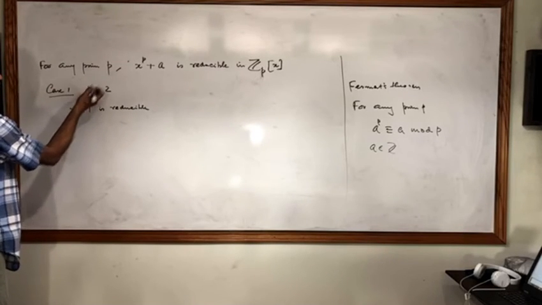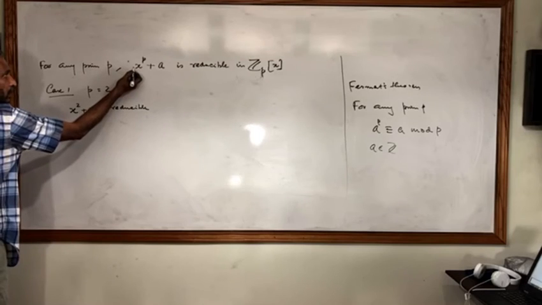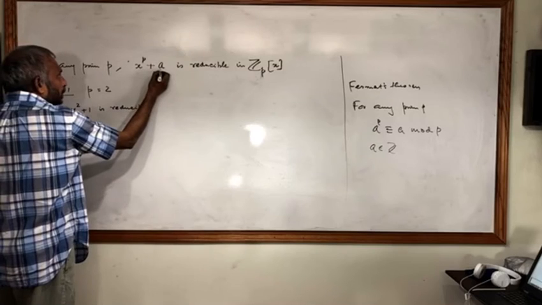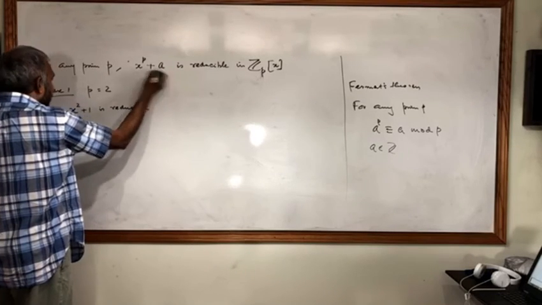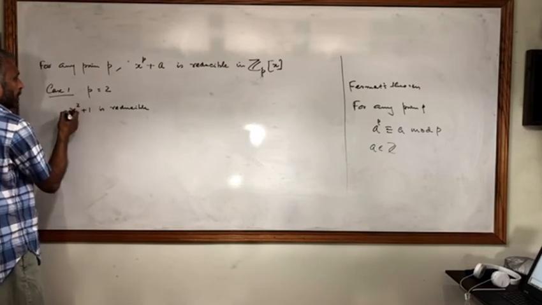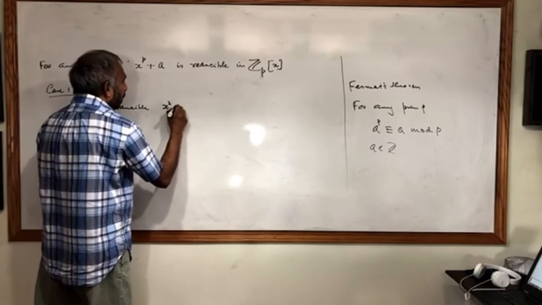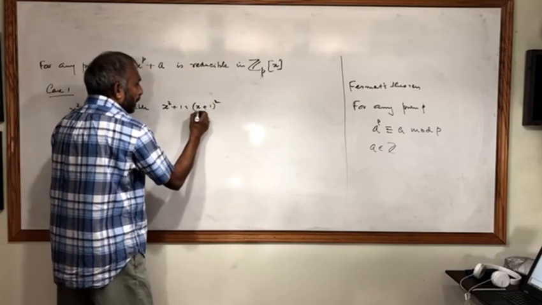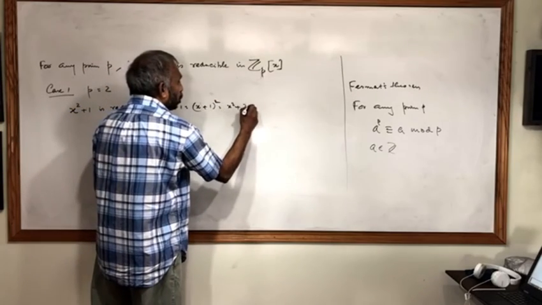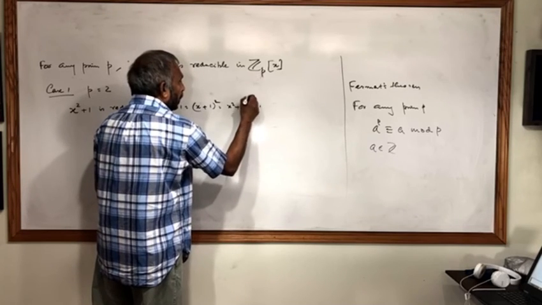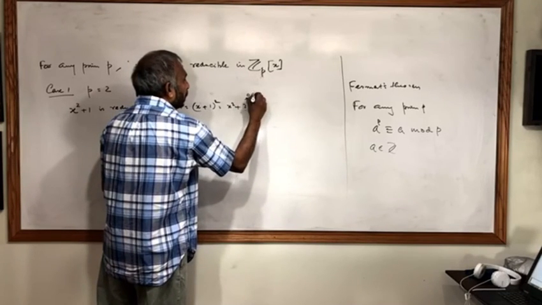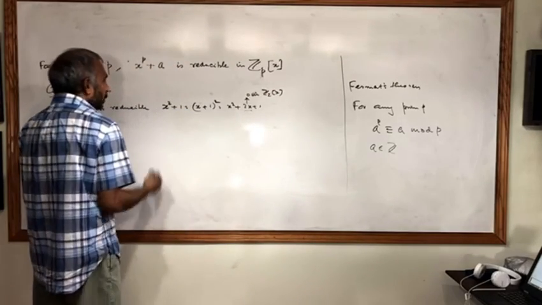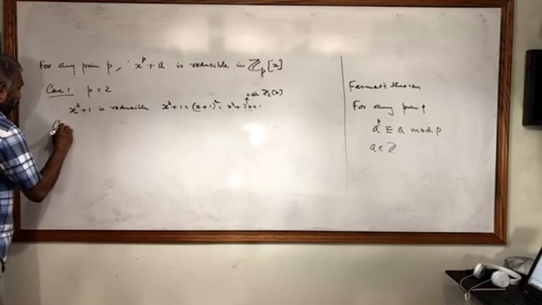So there is another polynomial that is just x square and x square plus 1, because a should be either 0 or 1. If it is 0, it is x square which is reducible definitely. x square plus 1 is equal to x plus 1 whole square, because if you expand this one, this is x square plus 2x plus 1 and this is 0 in Z2 of x. So this is reducible.